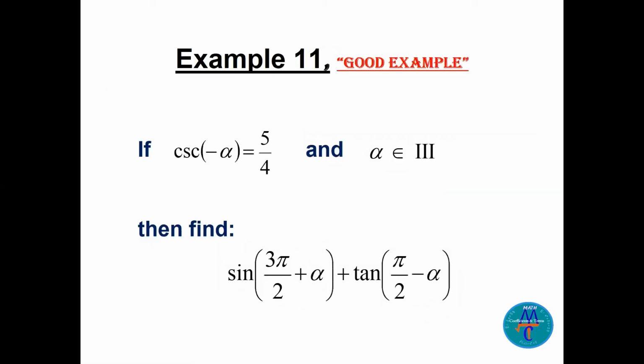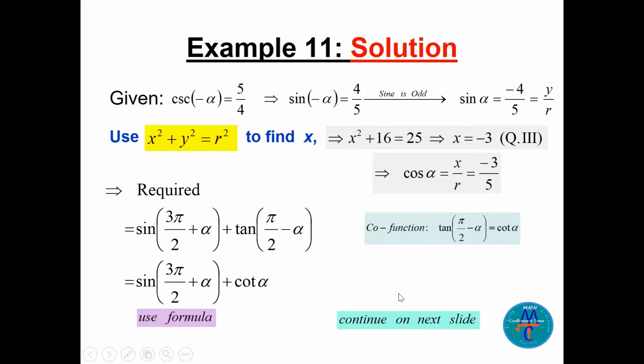Example 11 is a good question. We have cosecant of minus alpha is equal to 5 over 4. Alpha is in quadrant 3. Let's find the value of sine of 3 pi over 2 plus alpha plus tan of pi over 2 minus alpha. We can find each one separately and then we add.